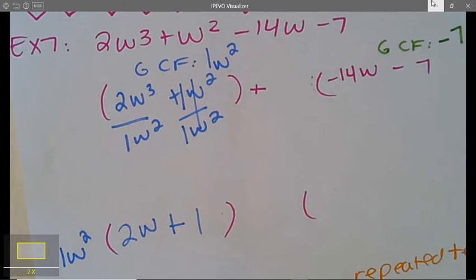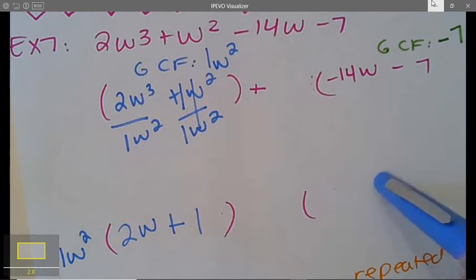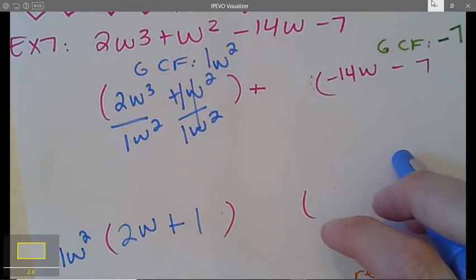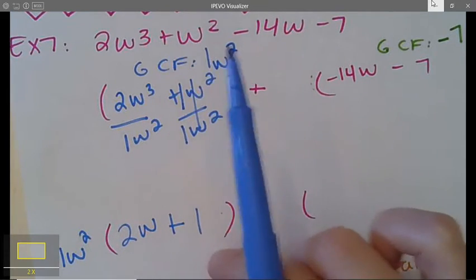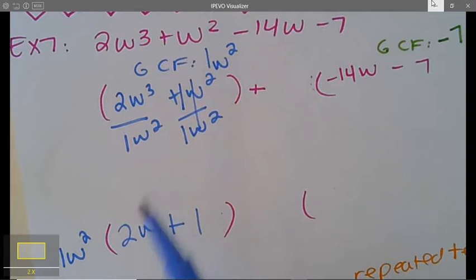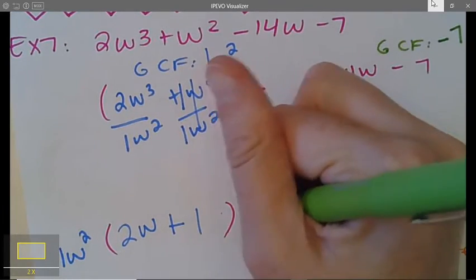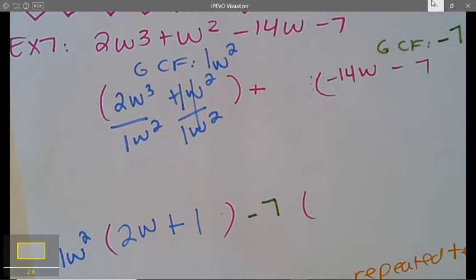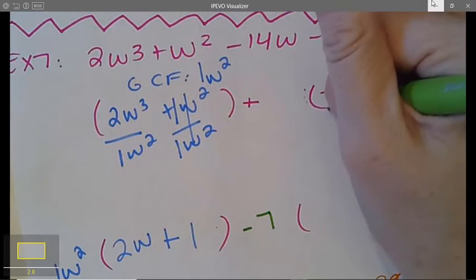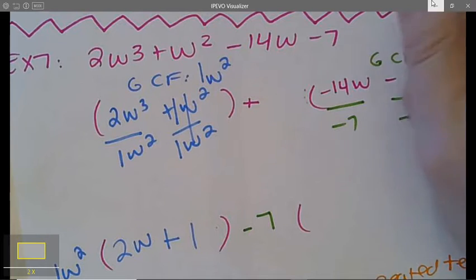Okay? So remember, you guys, if I did this correctly, I should end up with the same thing in this parenthesis. I should end up with a 2w plus 1. If I don't end up with a 2w plus 1, then I did something wrong. So let's see what happens. I'm going to divide by my GCF, which in this case is a negative 7. And then I'm going to divide each of these by negative 7.